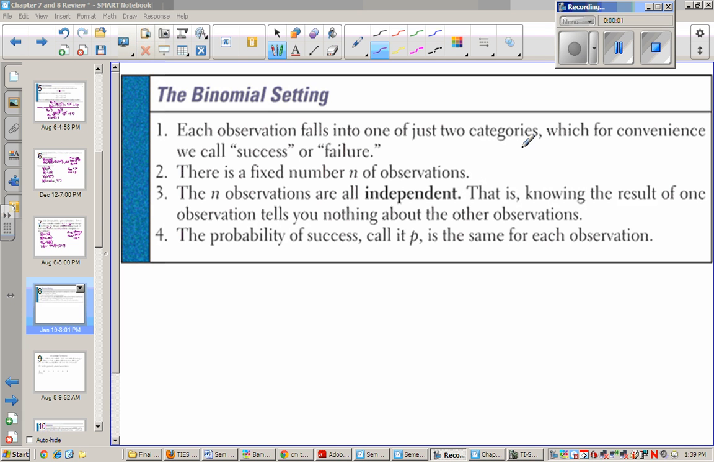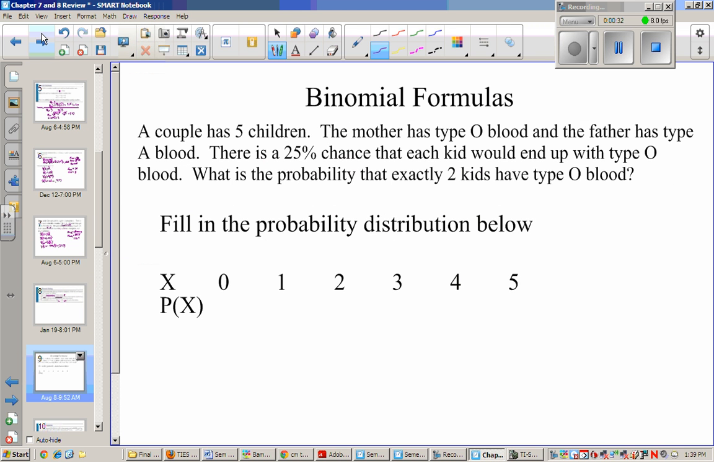Chapter 8, Binomial Geometric. First off, we have to remember what a binomial setting is. In a binomial setting, first off, you need to have two outcomes: it can either be a success or a failure. Next, we have to have a fixed number of observations, and this is the big idea in a binomial setting. And we have to have all of the observations be independent, and the probability P has to stay the same for each observation. So if it meets those four criteria, it's in the binomial setting.